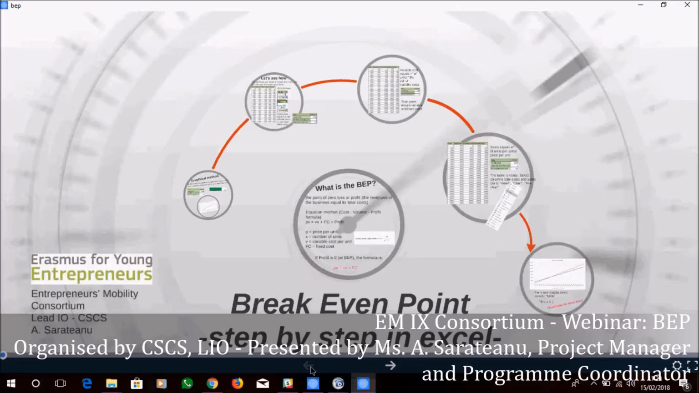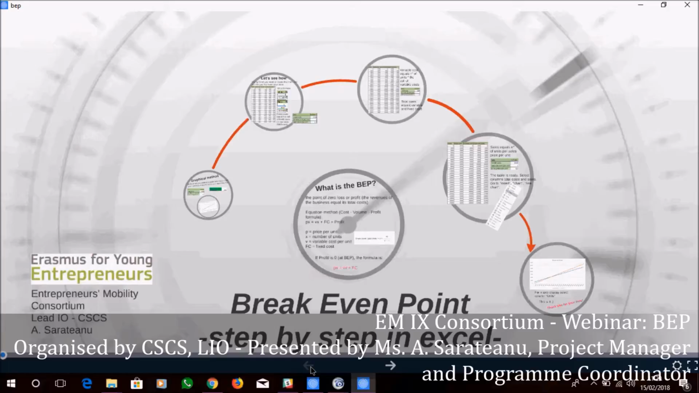But I would like to ask, would you recommend this approach in calculating break-even points per units or break-even points in euros? I think I would recommend both approaches, because they both allow entrepreneurs to understand how much they need to produce and sell in order to have a profit.